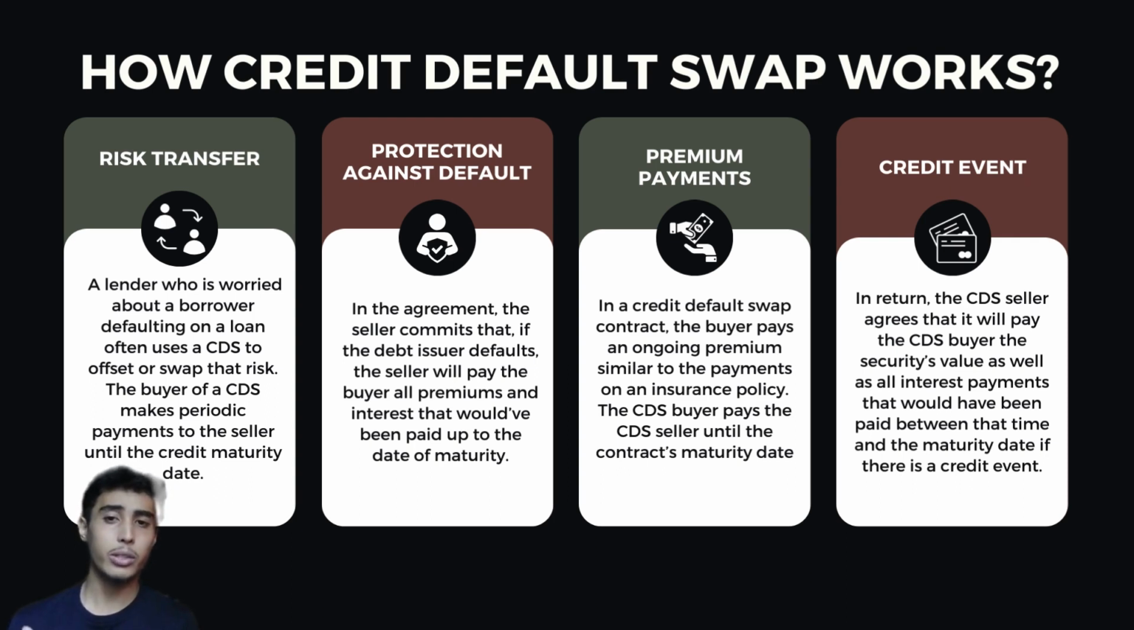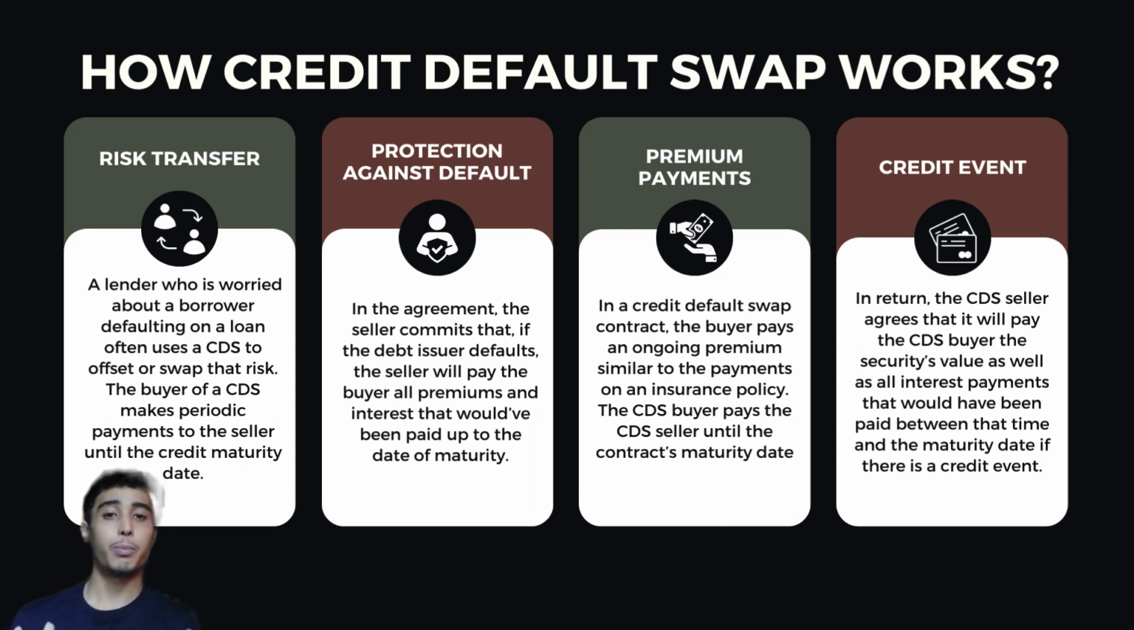So a lender who is worried about a borrower defaulting on a loan often uses a CDS to offset or swap that risk. So the buyer of a CDS makes periodic payments to the seller until the credit's maturity date. So the second one is protection against default. In the agreement, the seller commits that if the debt issuer defaults, the seller will pay the buyer all the premiums and interest that would be paid up to the date of maturity.